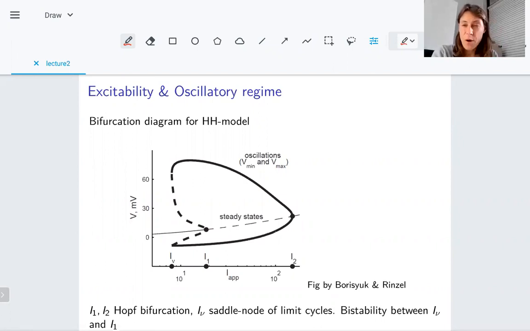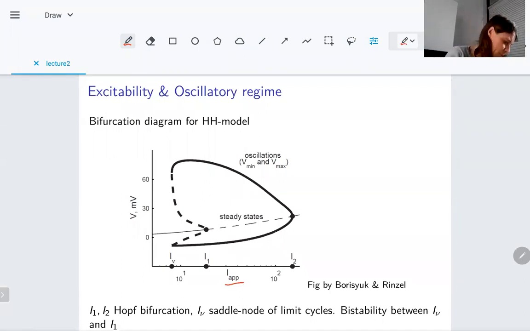So I'm going to show you now the bifurcation diagram for the Hodgkin-Huxley model. This might be for experts in dynamical systems. So if you are not familiar with it, don't worry, because I'm going to explain this in detail in today's talk. But I want to show you here what happens when we vary the parameter I applied.